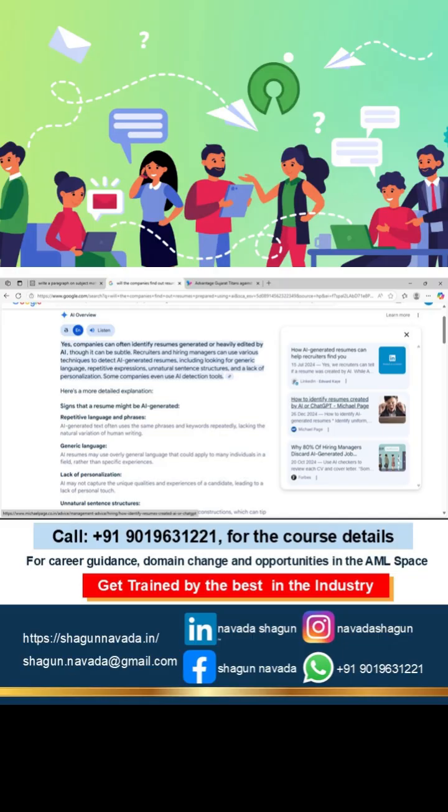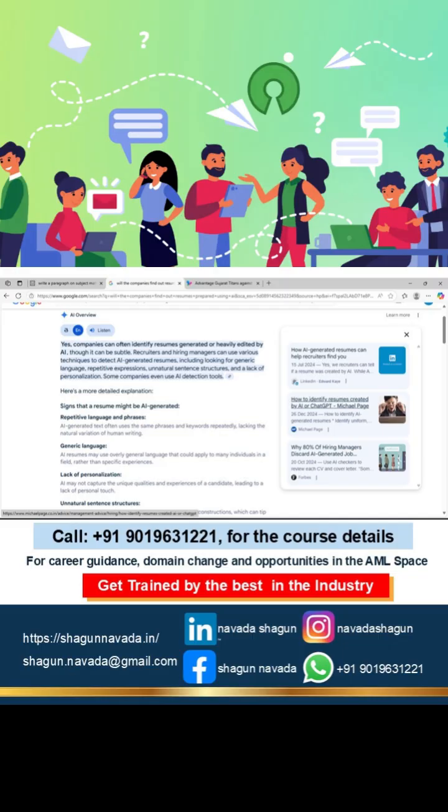That is exactly what I was talking about. You can see here, including looking for generic language, repetitive expressions, unnatural sentence structures, and lack of personalization. Some companies even use AI detection tools. So obviously the resumes made by AI tools get rejected immediately. So if you have been applying to various companies for various positions in the past and never wondered why your resume is not getting selected, it is because of this reason.